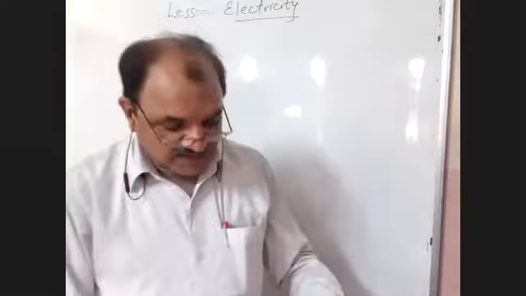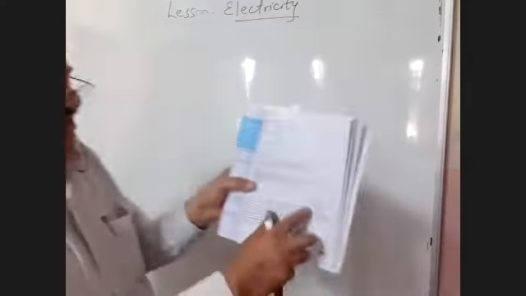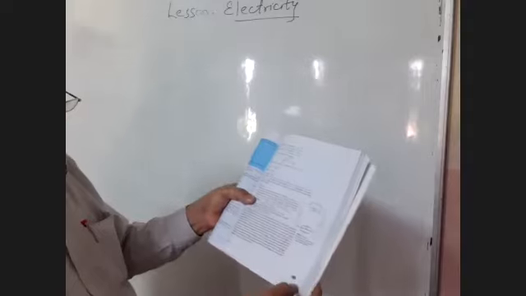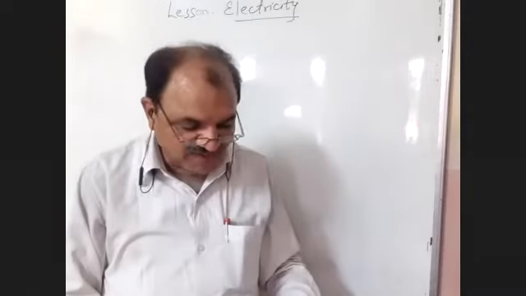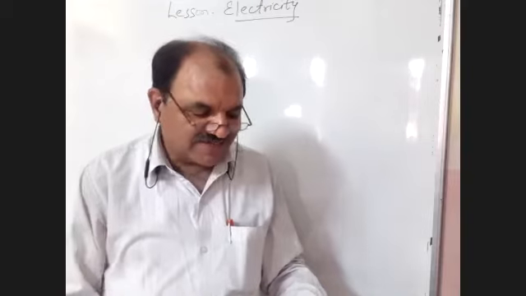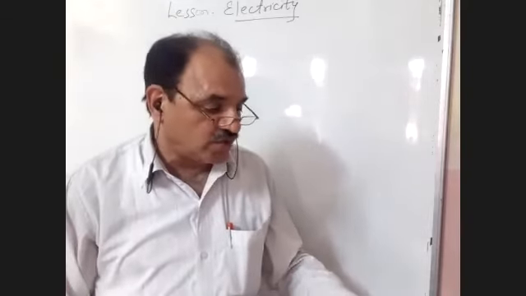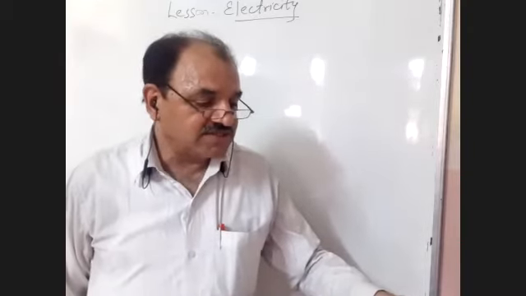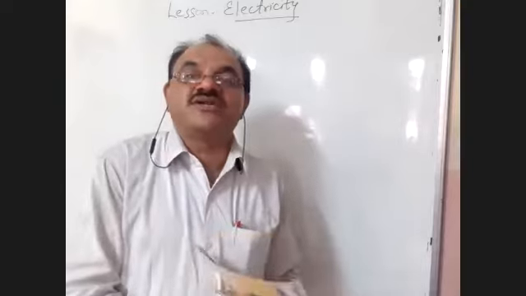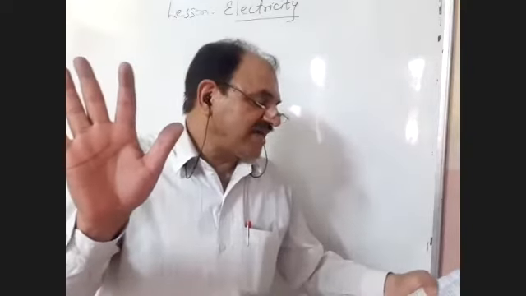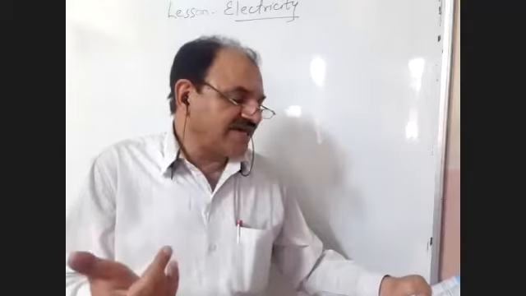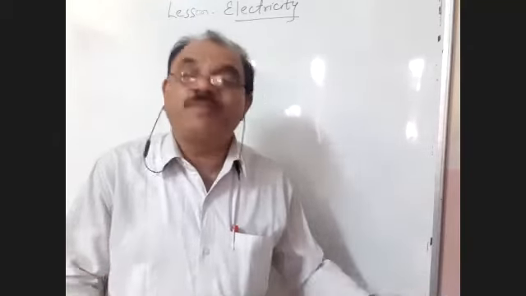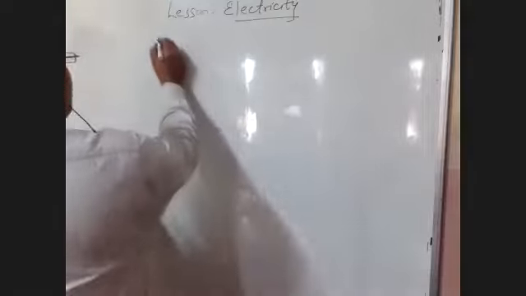Please listen carefully. The figure is given in your NCERT book, on page number 215. In this figure 12.12, R1 is given as 10 ohm, R2 is 40 ohm, R3 is 30 ohm, R4 is 20 ohm, and R5 is 60 ohm. Five resistances are given, students. First is 10 ohm, second is 40 ohm, next is 30 ohm, 20 ohm, and 60 ohm.